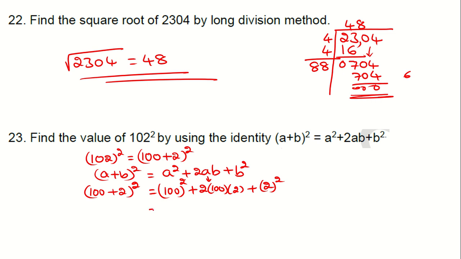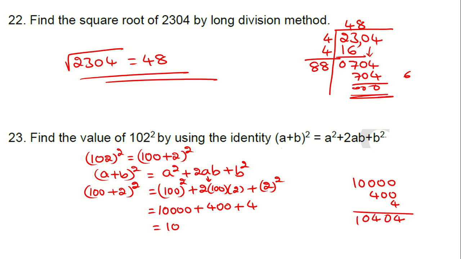100 square means there are 2 zeros, so we write 4 zeros here. And 2 into 2 is 4, 4 into 100 means 400. Here 2 square means 4. Now we add these numbers: 4 zeros, then 400, then 4. That gives 10404. So 102 whole square is equal to 10404, which is the correct answer.